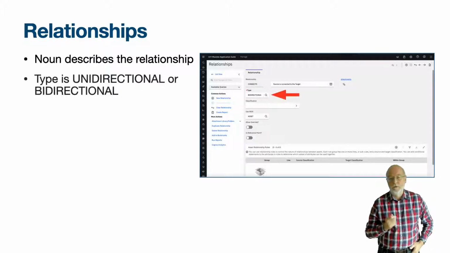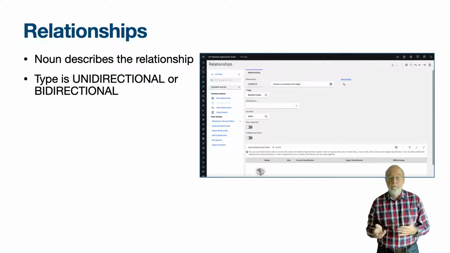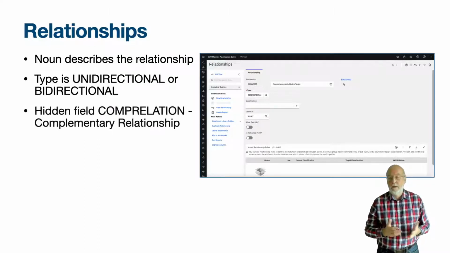The type field has two settings, unidirectional or bidirectional. For example, A connects B is bidirectional because it can be read in the opposite direction as B connects A. There is a hidden attribute, comp relation, complementary relationship, which can be used to pair two unidirectional relationships. If you add the complementary relationship on one of the relationship records, it will be added to the other record.